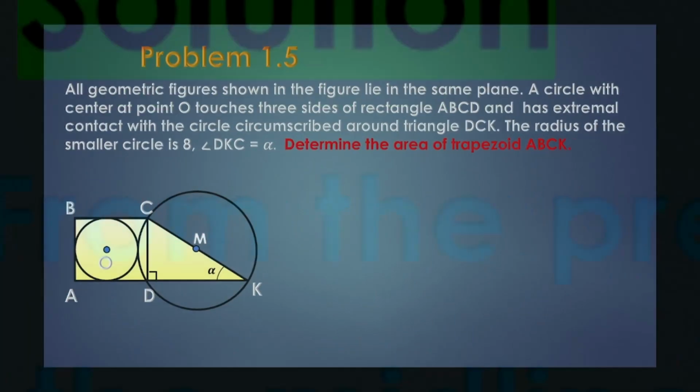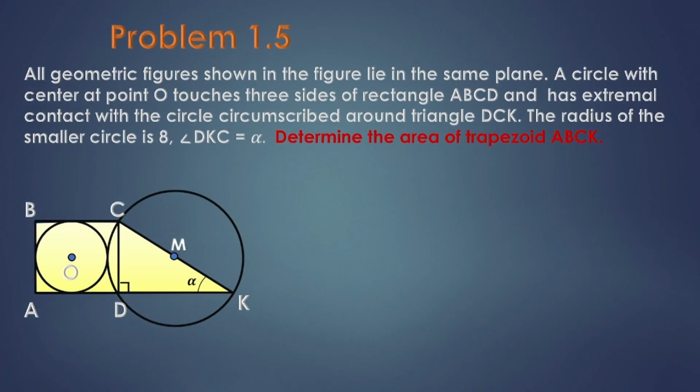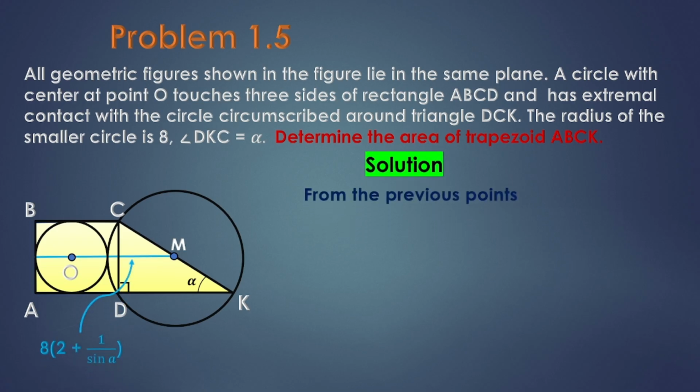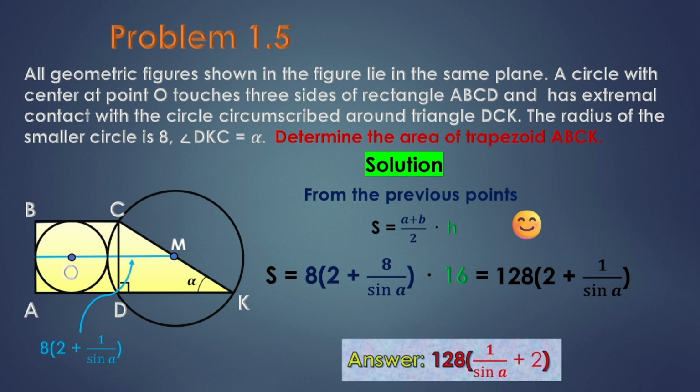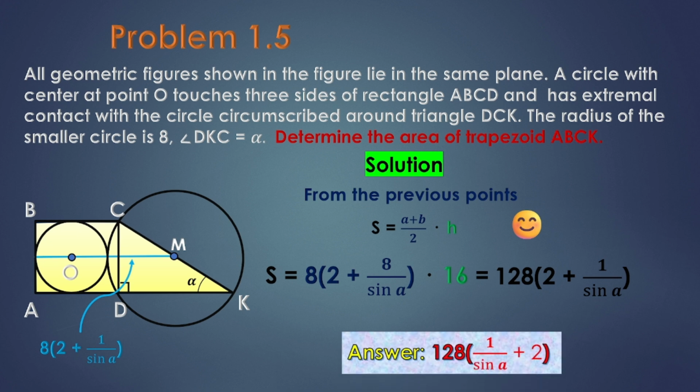Problem 1.5. Determine the area of the trapezoid ABCK. From the previous points, the midline of the trapezoid is equal to 8 multiplied by (2 plus 1 divided by sine of alpha). Recall the formula for finding the area of the trapezoid, and instead of the midline, we substitute what we have found, and instead of the height, we substitute the number 16. When we multiply all this, the area of the trapezoid ABCK is equal to 128 multiplied by (2 plus 1 divided by sine of alpha).